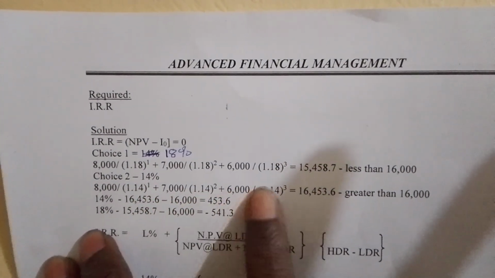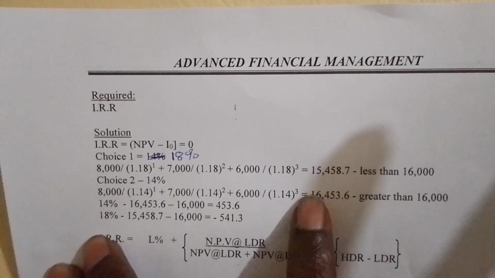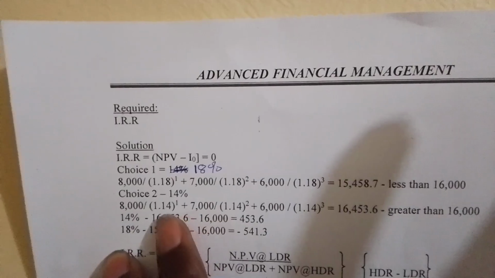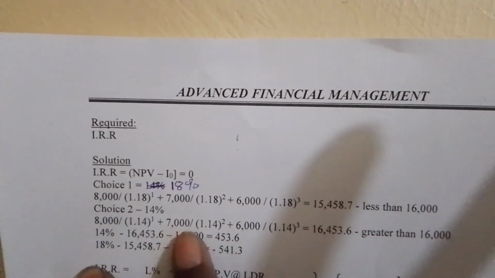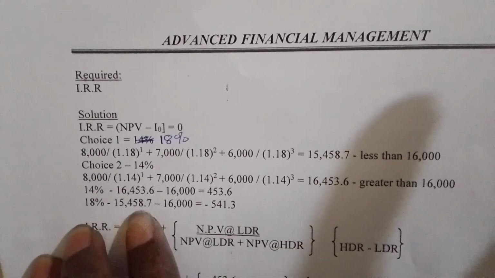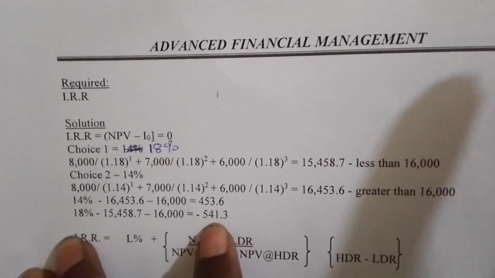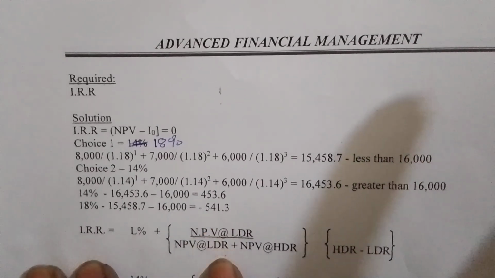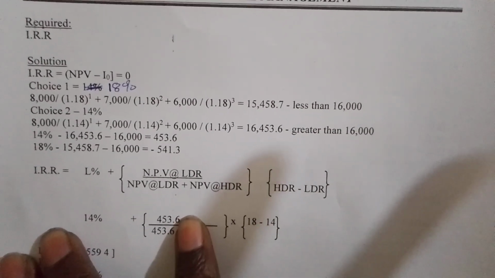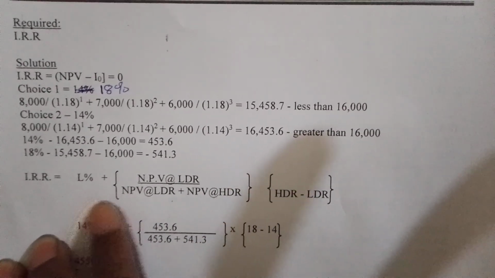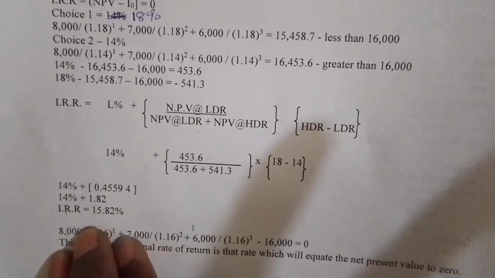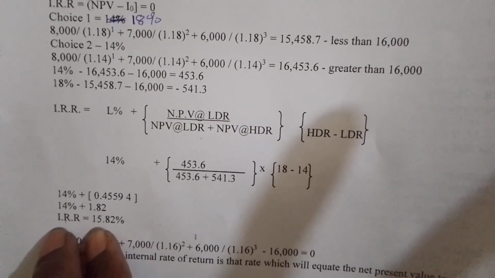14%. 14% gave 16,553, which is more than 16,000. So 14% gives me a net present value of 453.6. 18% gives me a net present value of negative 541.3. Then I substitute. I do the interpolation now. If I do the interpolation, my 14% comes there. I think I've explained this one. You understand what I'm doing here. And then my IRR, I get 15.82.